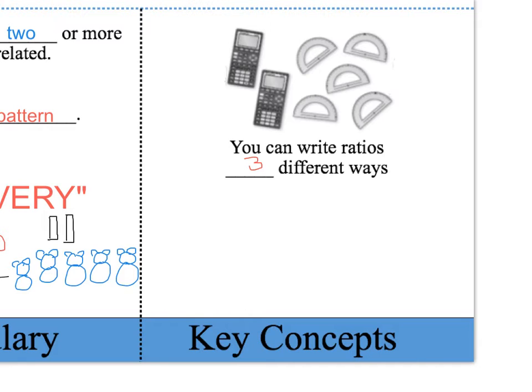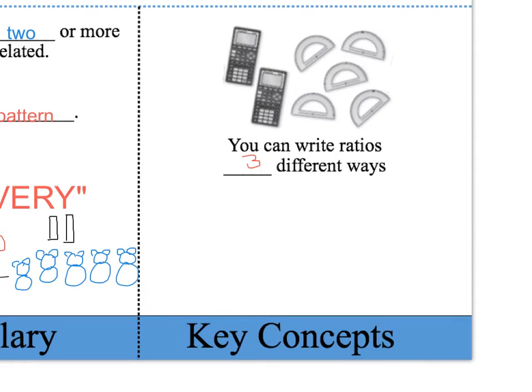So you can write the ratios from calculators to protractors like this. Two calculators over 5 protractors. Or you can write 2 calculators, colon, 5 protractors. Or the third way, you can write it 2 calculators to 5 protractors. So that's 3 different ways to write a ratio. You can write it as a fraction, you can write it with a colon, and you can write it with the word "to."